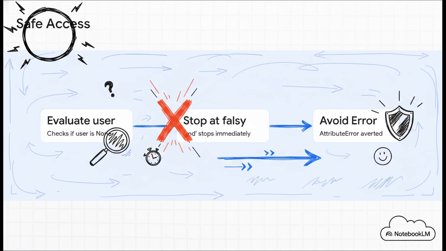Imagine the Python interpreter making this split-second decision when it reads an expression like user and user.name. Step 1, it evaluates user. Step 2, if user is None, which we just learned is falsy, the AND operator stops immediately. It already knows the whole expression can never be true. And because of this short-circuiting, in Step 3, the potentially fatal AttributeError of trying to access a name on a missing user is completely averted. Python essentially protected you by giving up early.